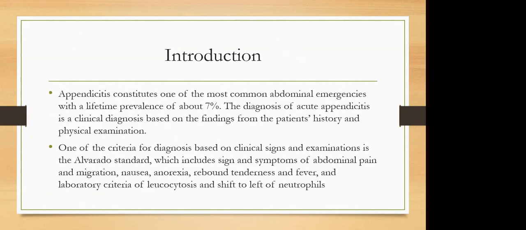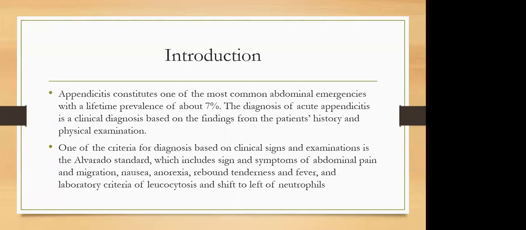Appendicitis constitutes one of the most common abdominal emergencies, with a lifetime prevalence of about 7%. The diagnosis of acute appendicitis is a clinical diagnosis based on the findings from the patient's history and physical examination. One of the criteria for diagnosis based on clinical signs and examination is the Appendix score, which includes signs and symptoms of abdominal pain and migration, nausea, anorexia, rebound tenderness, and fever, as well as laboratory criteria of leukocytosis and shift to the left of neutrophils.